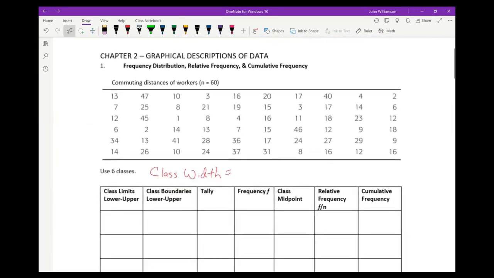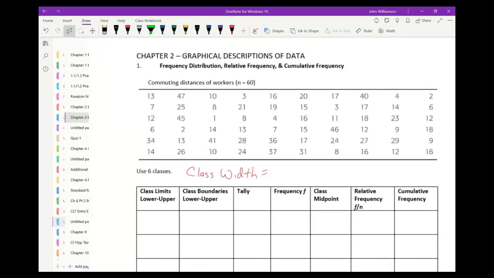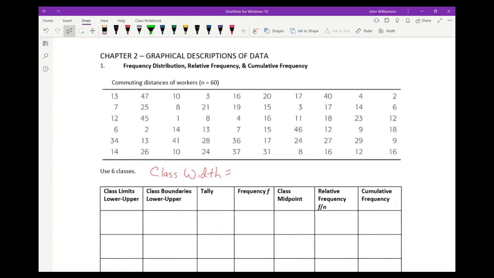So if we look at this data set, we're just looking for the biggest and the smallest. What is our biggest data value? What is the furthest distance somebody drove into Dallas? 47. Yeah, so that's our biggest. What is the smallest distance somebody drove in? 1. Wouldn't you love to be that person? Only have to drive a mile to work.